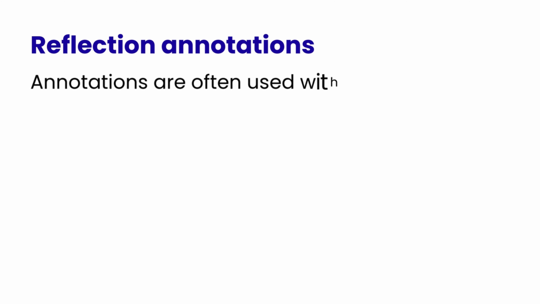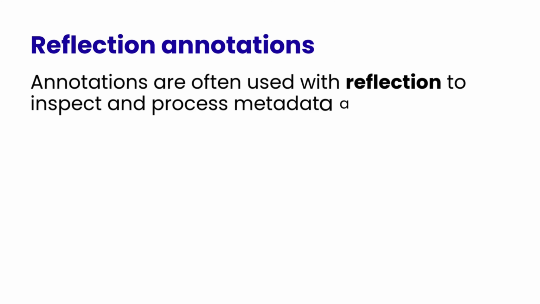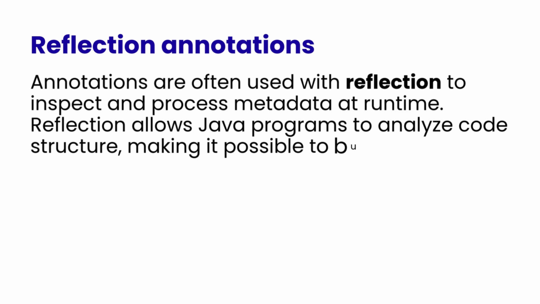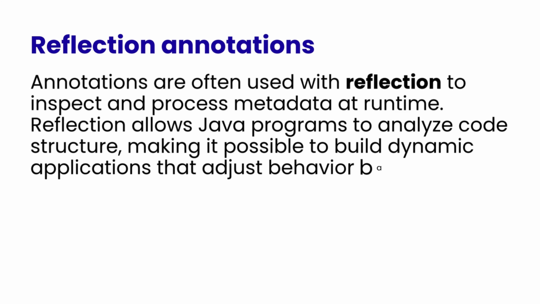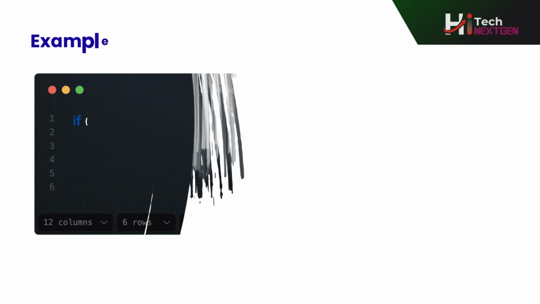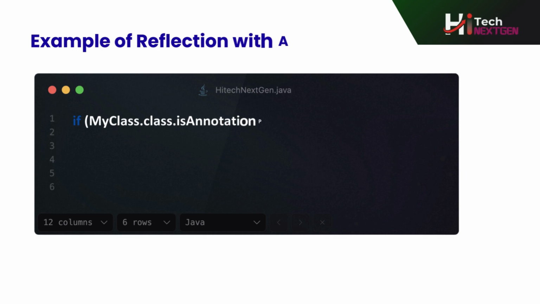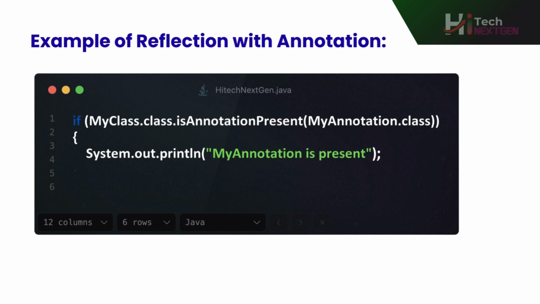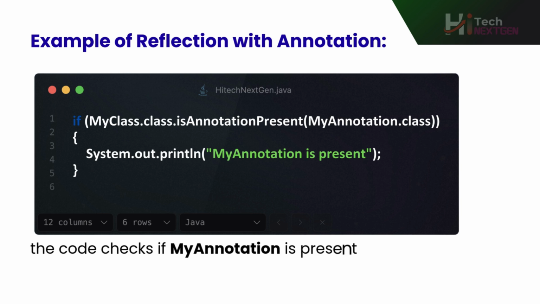Annotations are often used with reflection to inspect and process metadata at runtime. Reflection allows Java programs to analyze code structure, making it possible to build dynamic applications that adjust behavior based on annotations. Example of reflection with annotation: if MyClass.class.isAnnotationPresent(MyAnnotation.class), System.out.println("MyAnnotation is present"). Here, the code checks if MyAnnotation is present on MyClass using reflection.